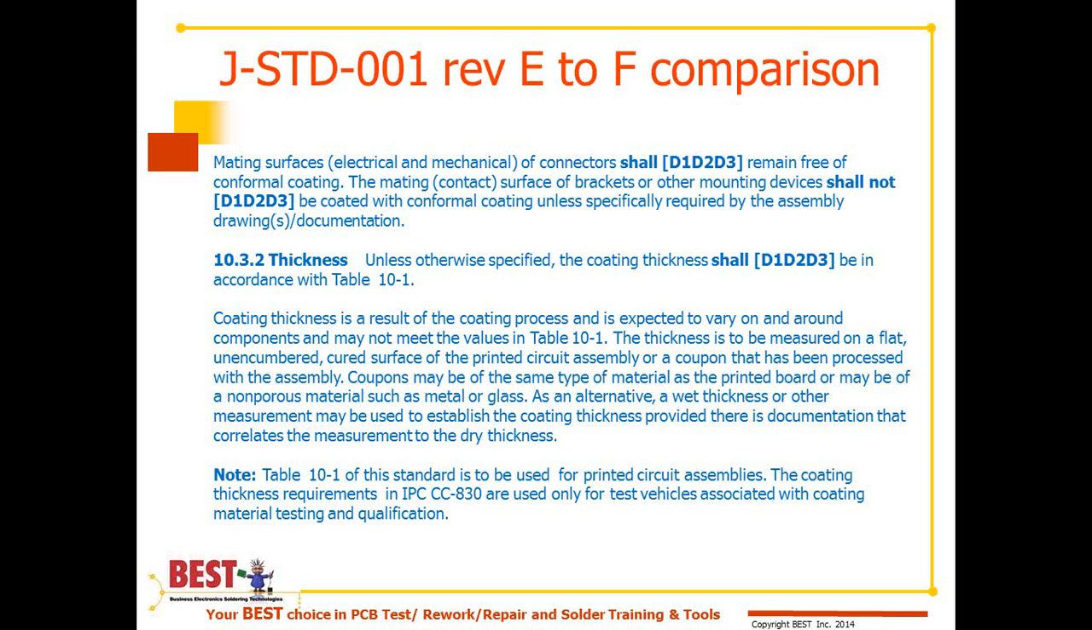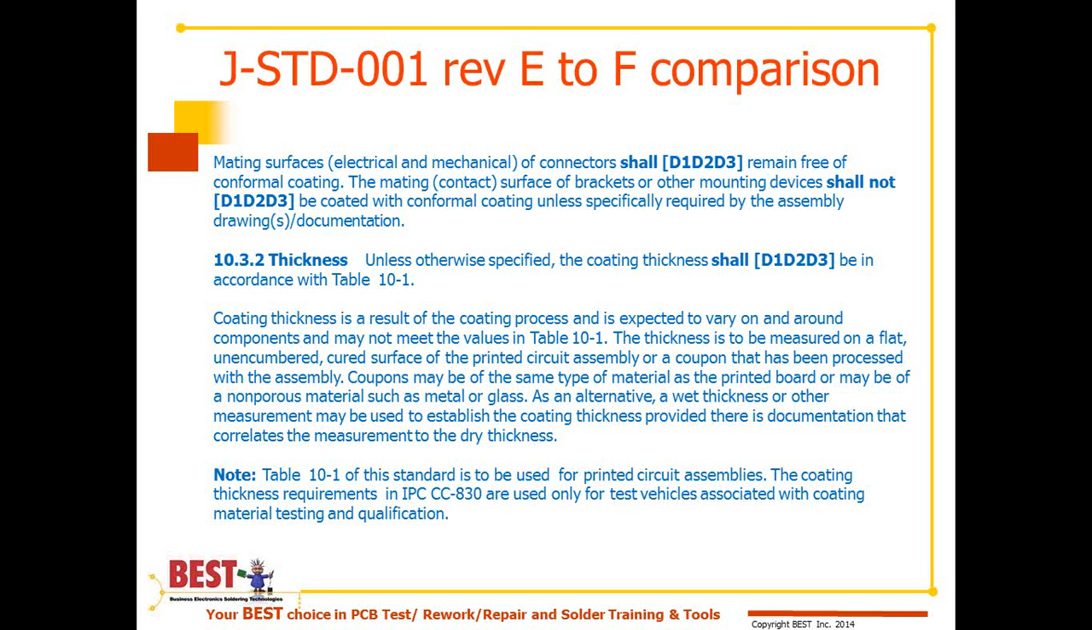It goes on to say that the mating surfaces, electrical and mechanical, of the connectors shall be free of conformal coatings. The mating contact surfaces or surface of brackets or other mounting devices shall not be coated with conformal coating unless it's specified in the drawing, or it's a defect for all three. The thicknesses shall be in accordance with Table 10-1, just as before. And it says coating thickness is a result of the process and is expected to vary on and around the components that may not meet the values of Table 10-1.